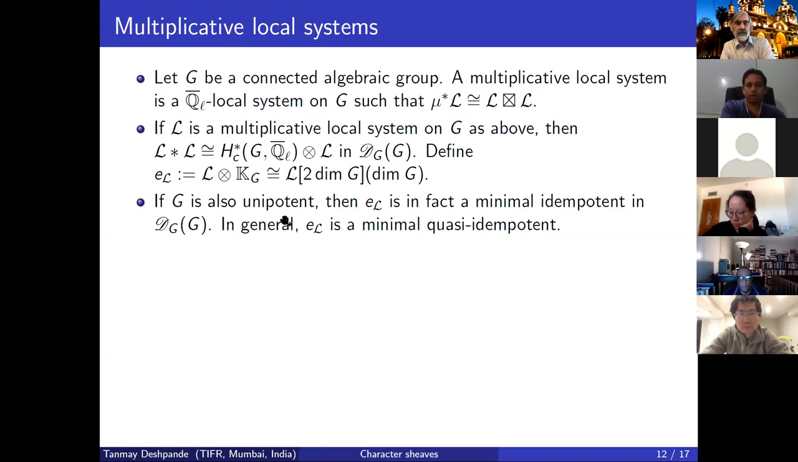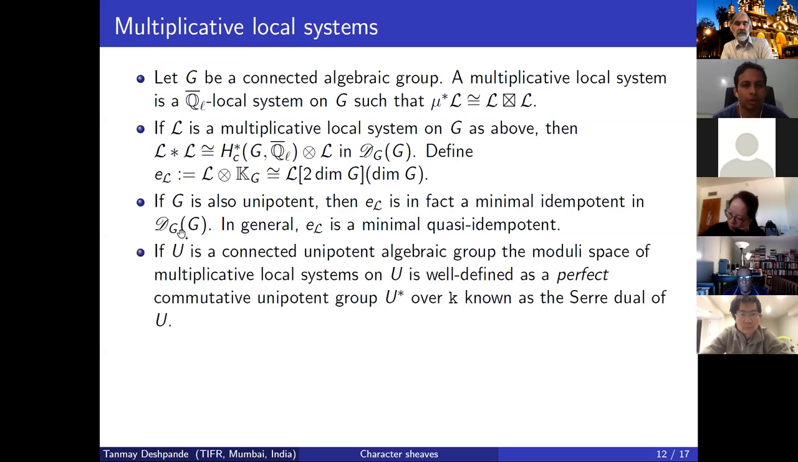However, if G is not unipotent, then EL is a minimal quasi-idempotent. But for some time, let me focus on unipotent groups. So suppose U is a connected unipotent group, then the moduli space of multiplicative local systems is actually well defined as a perfect commutative unipotent group over the same field. So this is known as the Serre dual of U.